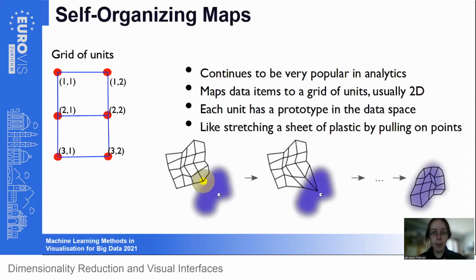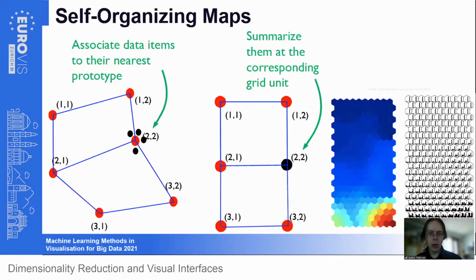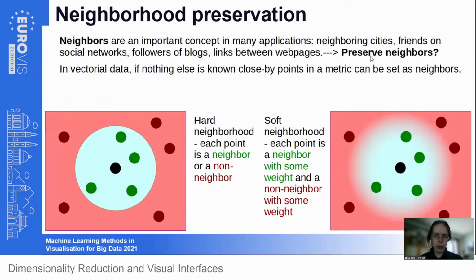Self-organizing maps were one famous method that were based partially on the concept of neighbors. I won't spend a lot of time on that. Basically, it's still something that continues to be popular in some analytics applications. And it is something that can map data to a grid of predefined prototype units with some iterative approaches. And after you've done that, you can summarize the data points at their corresponding units on a regular grid.